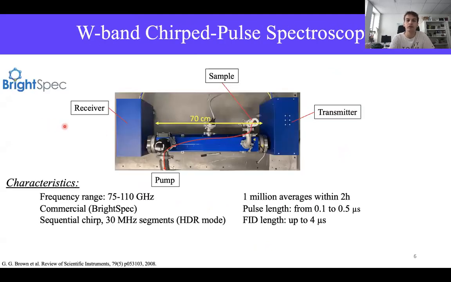So just a quick reminder on the W-band chirped-pulse spectroscopy. It's commercial from Widespec, and the frequency range is from 75 to 110 GHz. The transmitter is here. We have a cell here of 70 centimeters and the receiver. The sample is here and goes here to the pump. It's a sequential chirp with 30 MHz segments in the RGDR mode of Widespec. We can record 1 million averages spectra within 2 hours, and we can choose a pulse length from 0.1 to 0.5 microseconds and the FID length up to 4 microseconds.